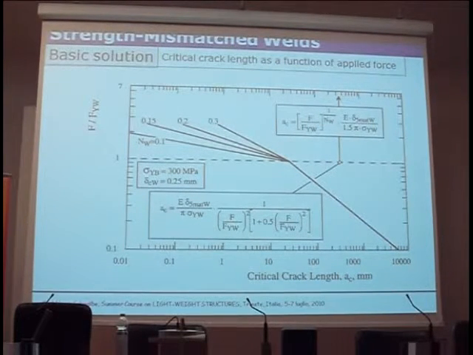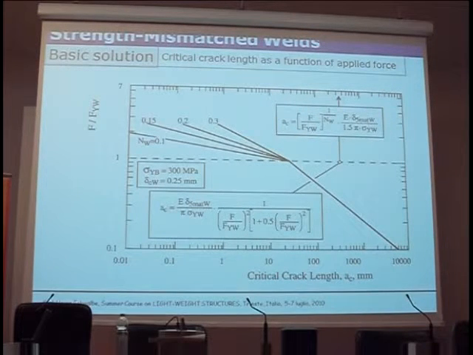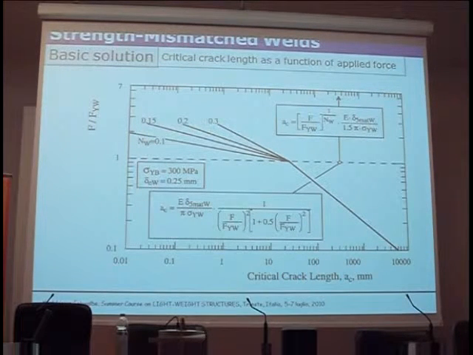The applied force is normalized by the yield force; we could also have normalized it by the yield strength of the base plate. And I gave you a specific example, which is a bit typical of offshore steels. Not lightweight, but the principles are the same. I just had the data. I was too lazy to create a new diagram for lightweight materials, but in principle it's the same thing.